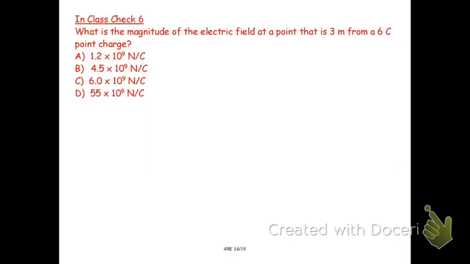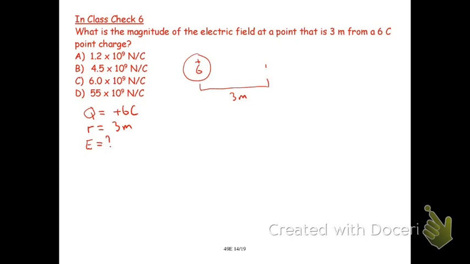What is the magnitude of the electric field at a point 3 meters from a 6 coulomb positive charge? I'm 3 meters away and want the magnitude of the electric field. Let's have a look. Q is equal to plus 6 coulombs. r is equal to 3 meters. I want my electric field, E.